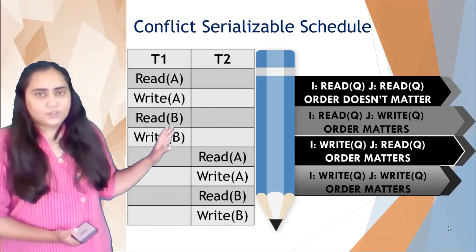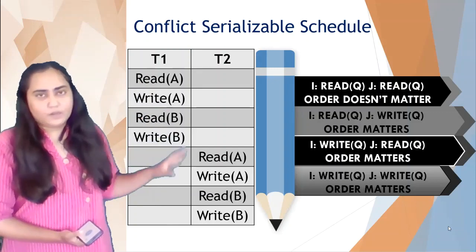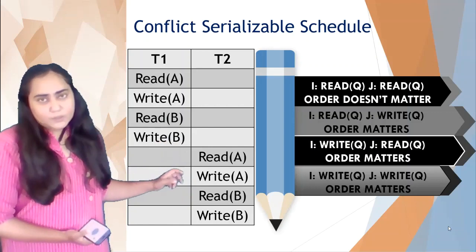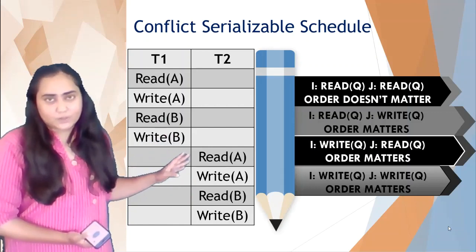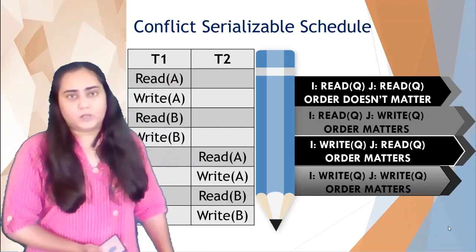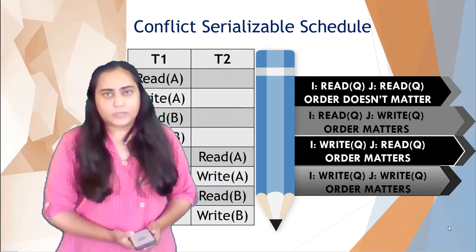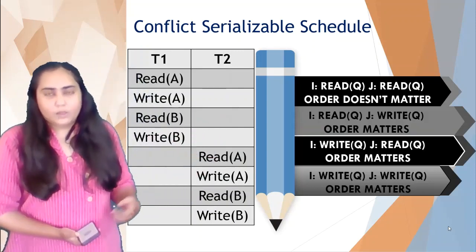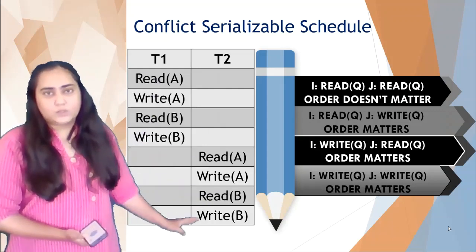So this schedule that we began with, where both transactions were happening together, I was able to convert into a serial schedule where one transaction finishes and only then another transaction starts. All this was done by applying these 4 rules that are present here. And that's why we can say that the schedule we began with was a conflict serializable schedule, because we were able to convert it into a serial schedule.